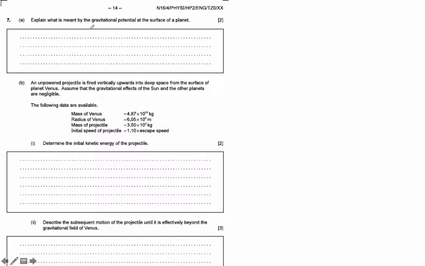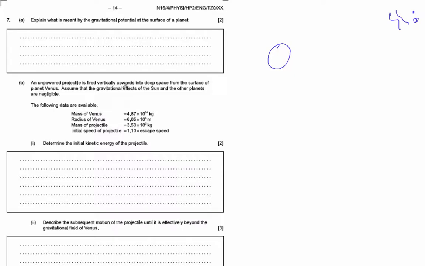What is the gravitational potential at the surface of a planet? Technically speaking, it's the work needed to bring an object, a small point mass, from infinity to the surface of this planet. Of course, that work is going to be negative work.